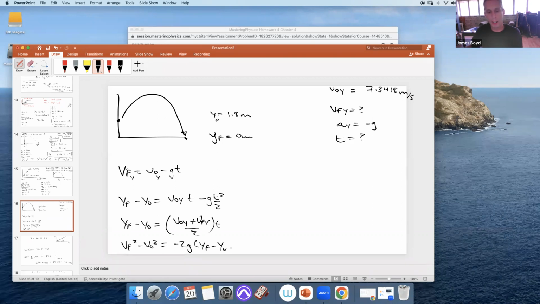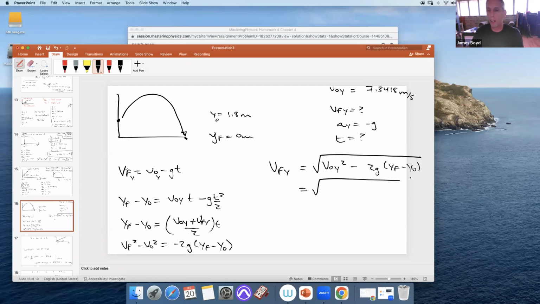Now, in order to find T, you could do this and get the quadratic. I'm not going to do that. I'm actually going to do just an algebra step first. So V final of Y squared, I'm going to find V final of Y, is V initial of Y squared minus 2G times Y final minus Y initial. Move that over and then take the square root.